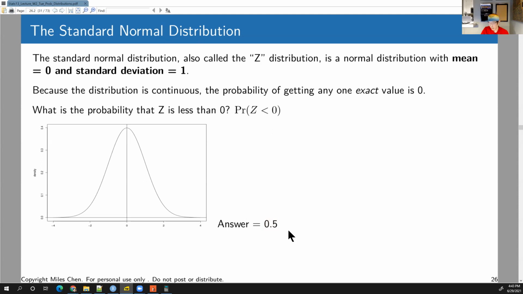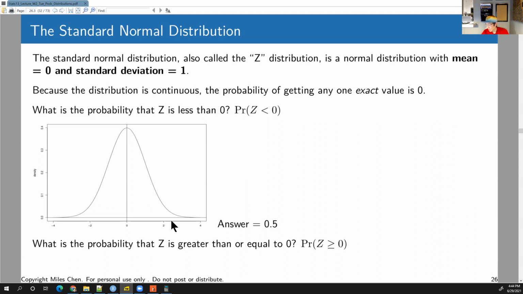0.5. I'm sorry, these examples are maybe too simple, but let's flip this around. What's the probability that z is greater than or equal to 0? Then the answer is also going to be 0.5.